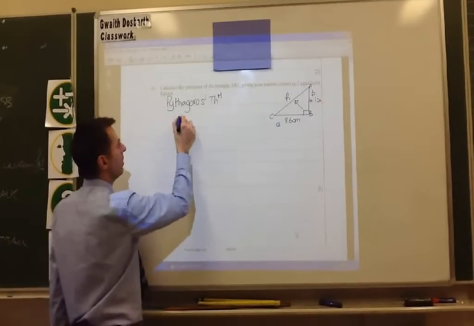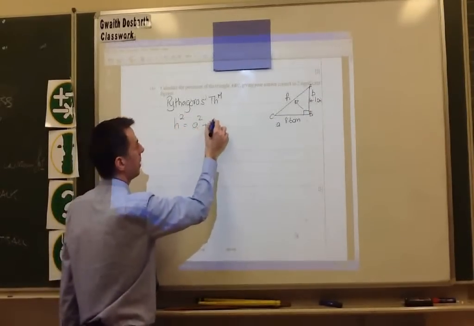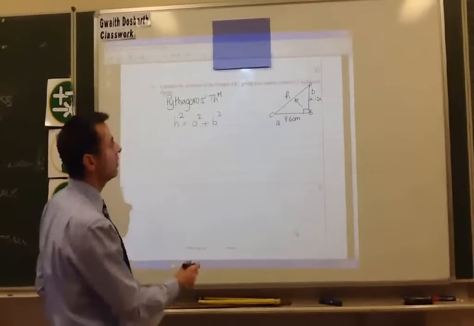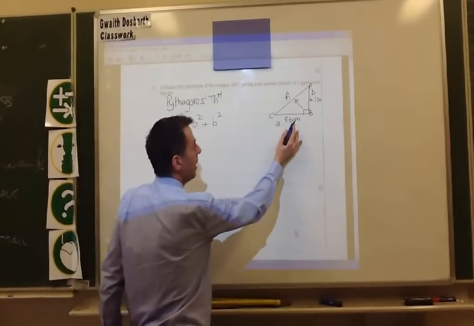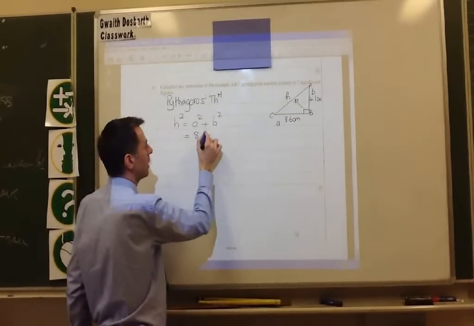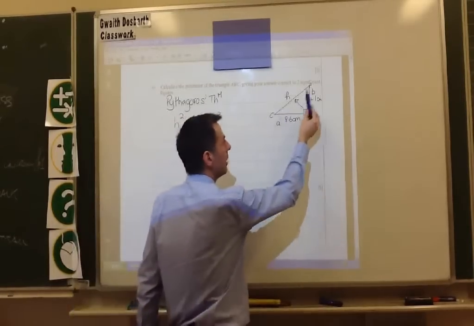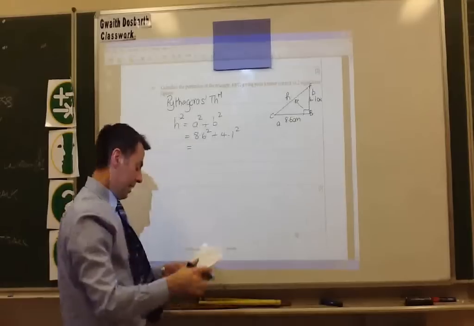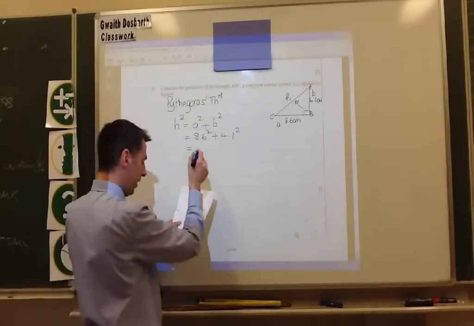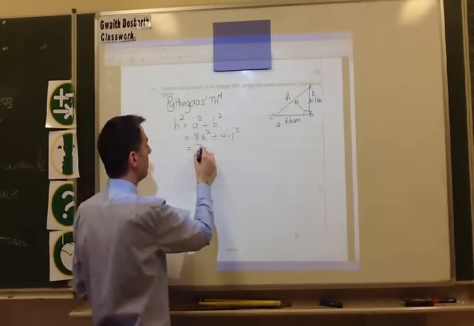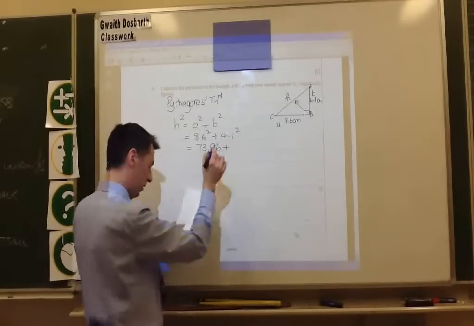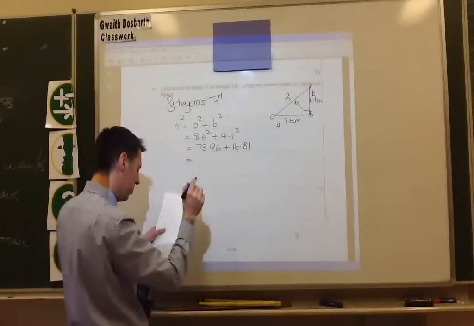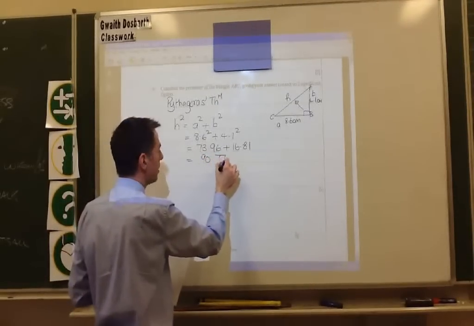So Pythagoras' theorem, H squared equals A squared plus B squared. So basically this is just solving an equation question. So again, we look at the diagram. A is 8.6, so it's 8.6 squared plus, back to the diagram, B is 4.1 squared. And simply then we just revert to our calculator. 8.6 squared is 73.96, plus 4.1 squared is 16.81. Let's add those two together, that gives you 90.77.